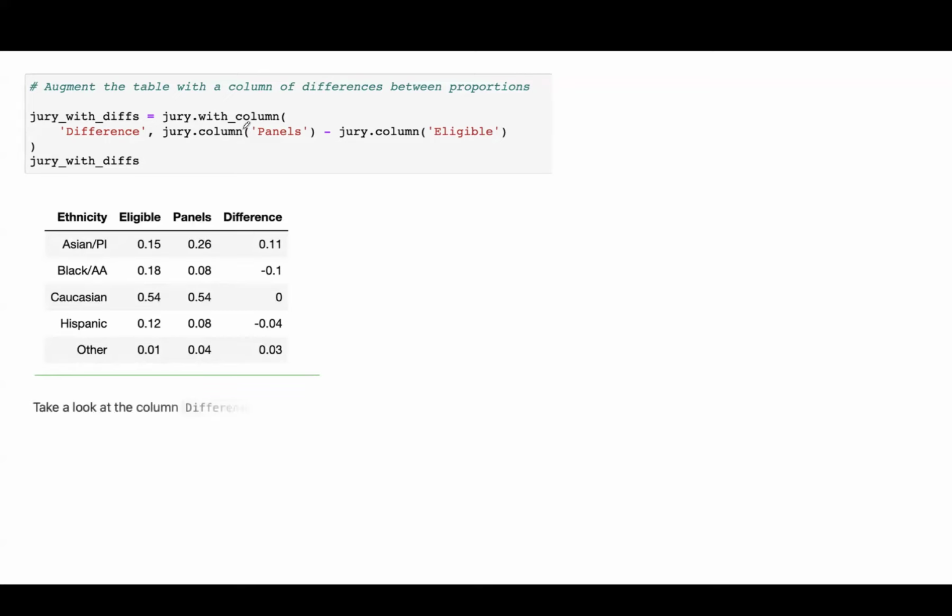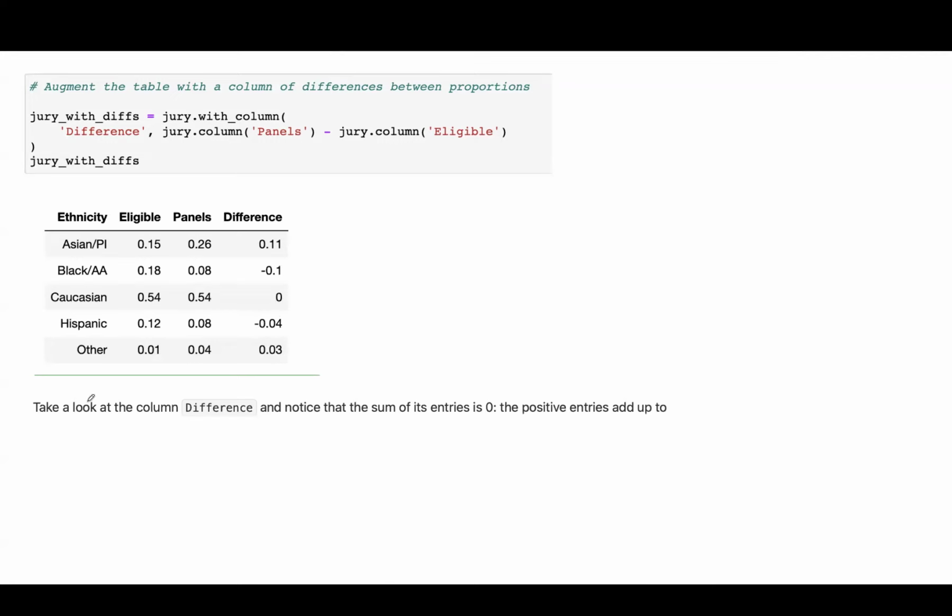So let us augment the table with a column of differences between proportions. As you can see, for ethnicity, eligible and panels, the difference between these two, 26% minus 15%, is 11%. 8% minus 18% gives you negative 10%. 54% minus 54%, you get 0%. 8% minus 12%, you get negative 4%, and so on.